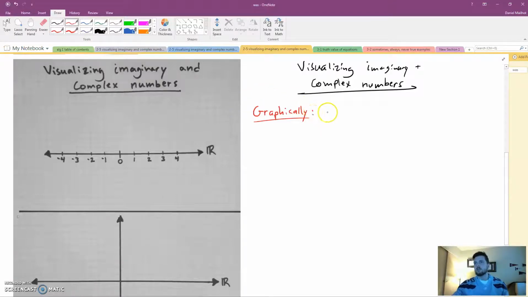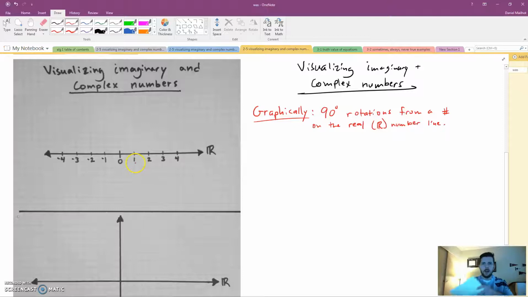Graphically, you use 90-degree rotations from a number on the real number line. 90-degree rotations from any real number on the number line. Let's do it. So this is the real number line. Like, it's not x and y, just real numbers.